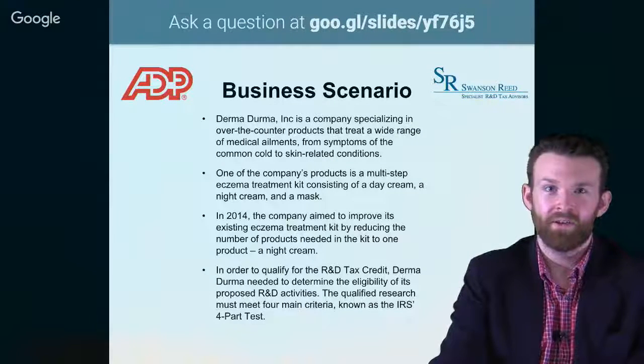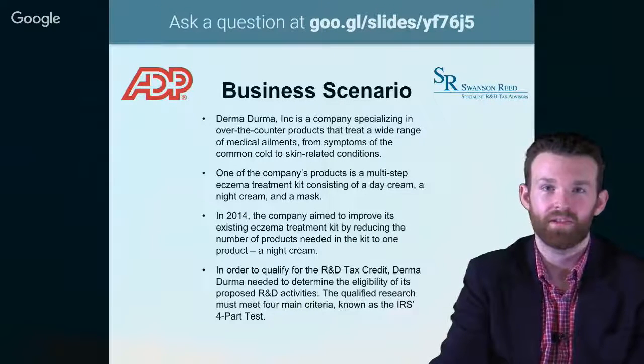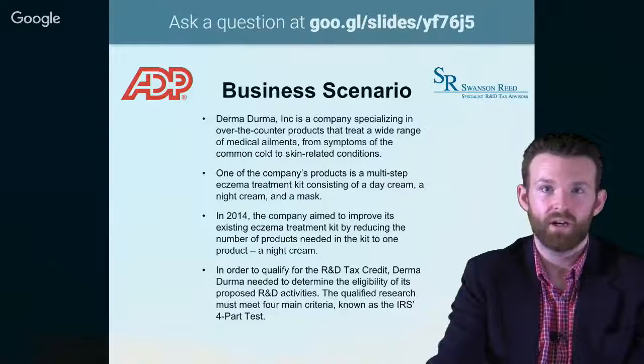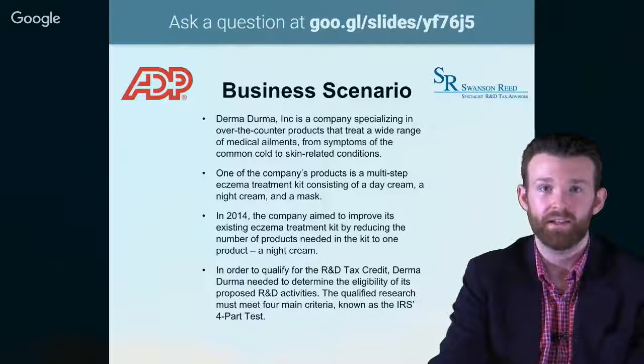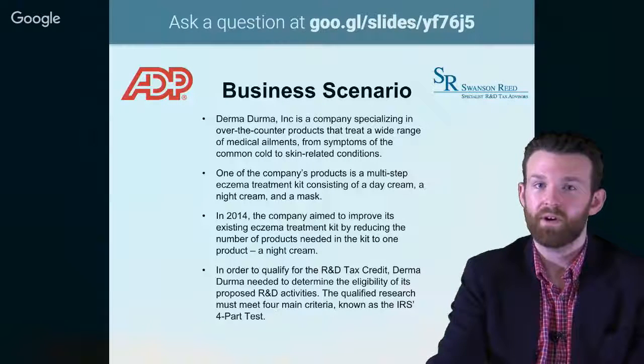So we have Derma Incorporated, a company that specializes in over-the-counter products that treat a wide range of medical ailments, from symptoms of the common cold to skin-related conditions. One of the company's products is a multi-step eczema treatment kit consisting of a day cream, a night cream, and a mask. In 2014, the company wanted to improve its existing eczema treatment kit by reducing the number of products needed in the kit to just the night cream. So in other words, it's going down from 3 products to just 1.